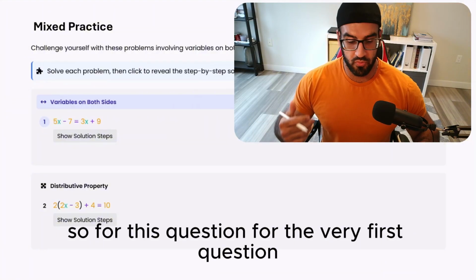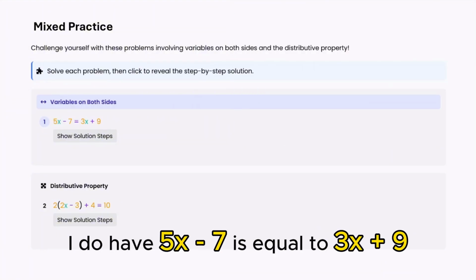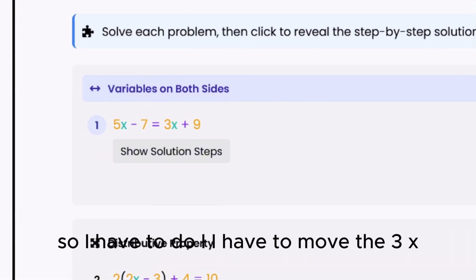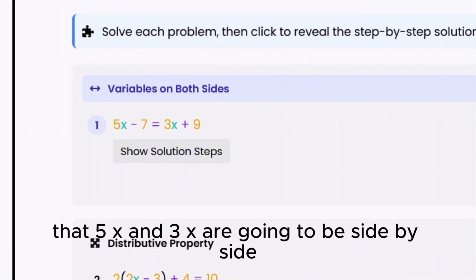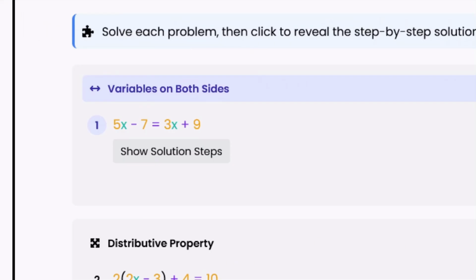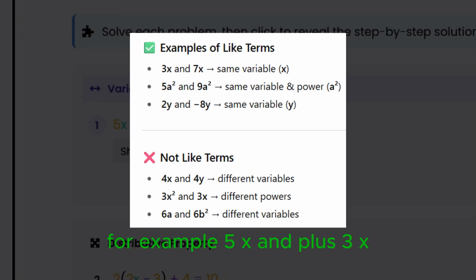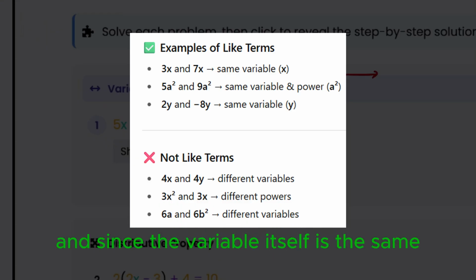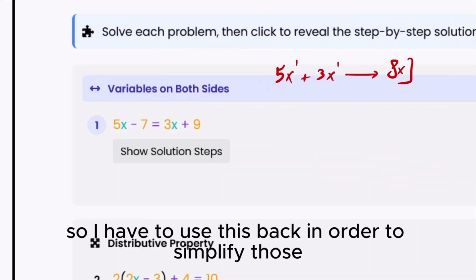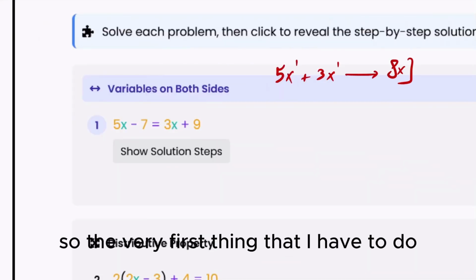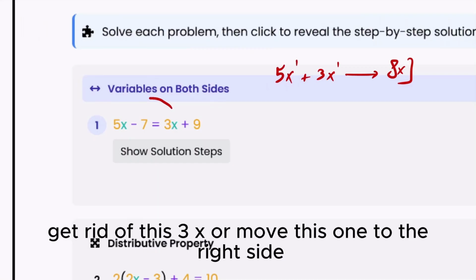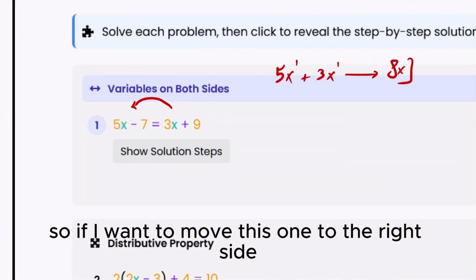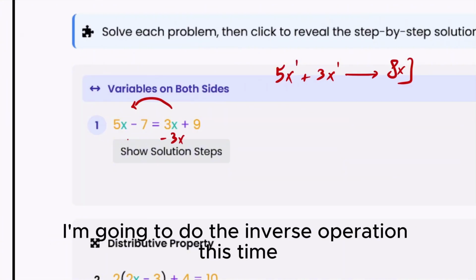After that part. So for the very first question, I do have 5x minus 7 is equal to 3x plus 9. So I have to move the 3x or maybe 5x into a point that 5x and 3x are going to be side by side. We know from the like terms that if I do have two terms, for example, 5x and plus 3x, since the power of these two variables is 1, and since the variable itself is the same, I can add these two. So I have to use this in order to simplify those. So the very first thing that I have to do, get rid of this 3x or move this one to the right side. So if I want to move this one to the right side, or get rid of that, again, I'm going to do the inverse operation.